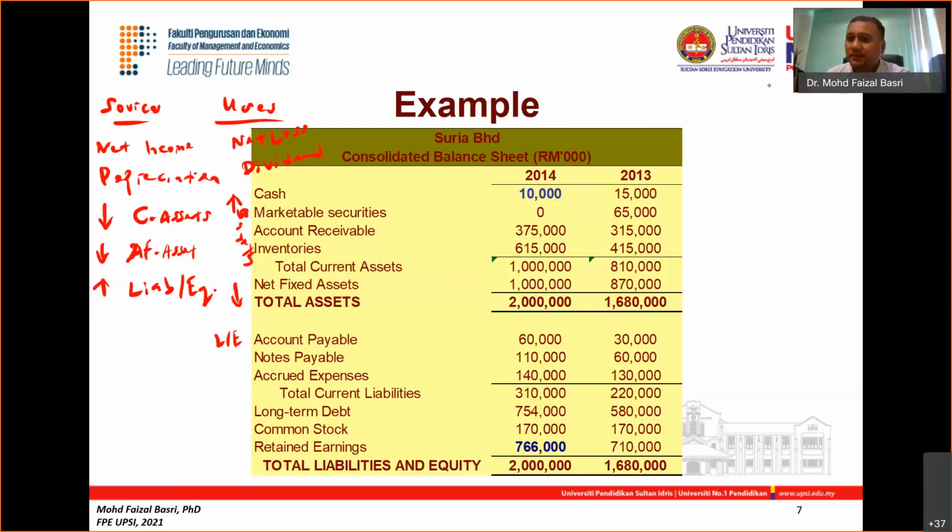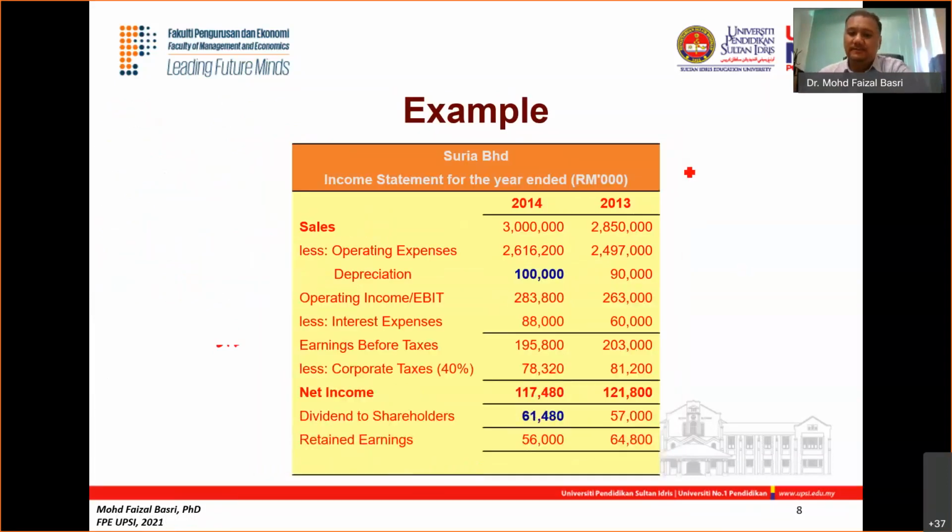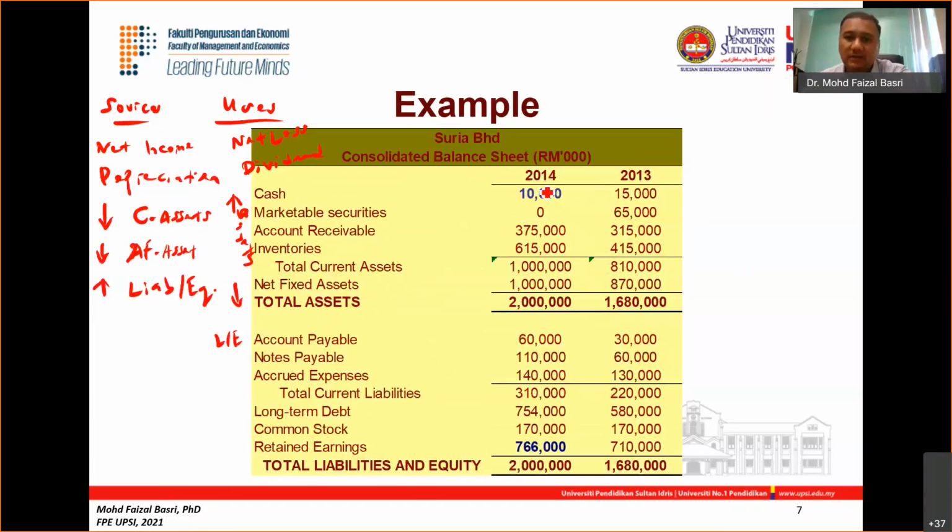So let's try this together. For the cash flow statement question, like I said, they will give you 2 years of documents. In this case, we have 2 years of balance sheets, 2014 versus 2013. So this is the current one, and this will be the old one, the previous year. I label them as number 1 and 0.